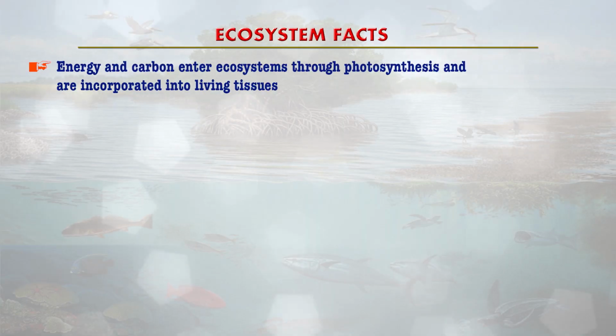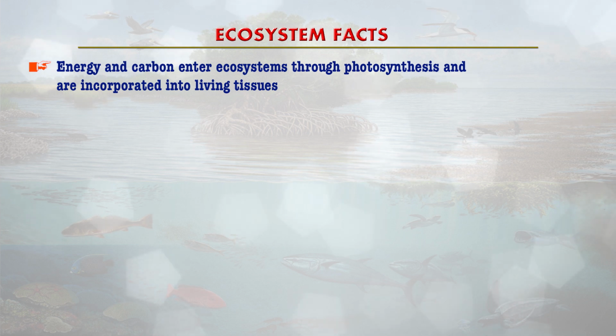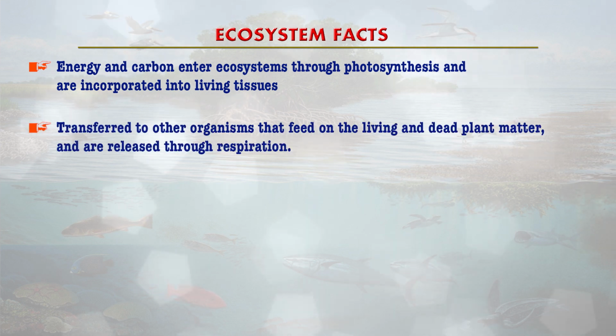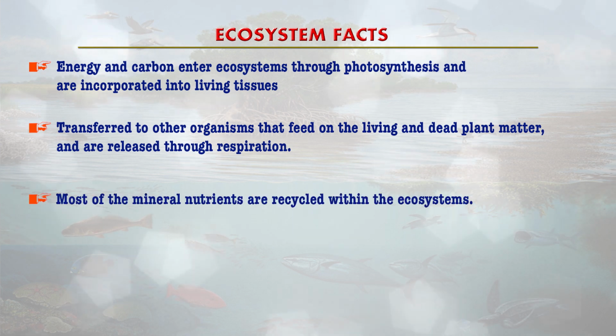So there are some basic facts which you may be knowing, but then let's revise. So basically energy and carbon enter ecosystems through photosynthesis and are incorporated into living tissues. We know that all the living beings are made up of carbon, and we derive energy from sun. And this basically is transferred to other organisms that feed on the living and dead plant matter and are released through respiration. And most of the mineral nutrients are recycled within the ecosystems.